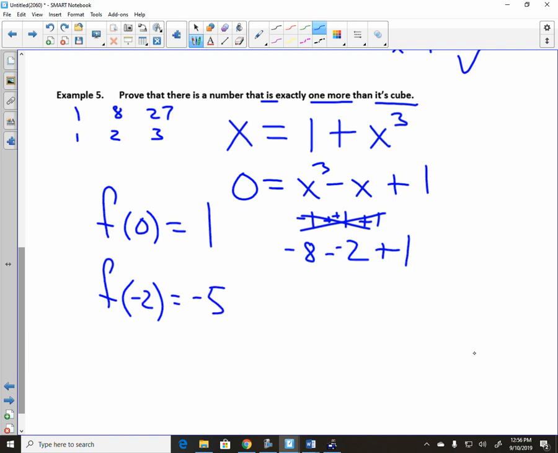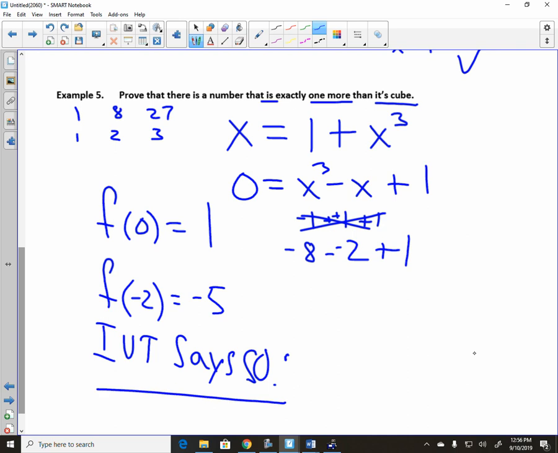So if I go from 1 to -5, do I have to cross over 0? You sure do. And so the number that's exactly 1 more than its cube must be a number between 0 and -2. So the IVT says so. The intermediate value theorem says if I'm going to go from 1 to -5, I have to cross over everything in between. And so I must have a value between 0 and -2.